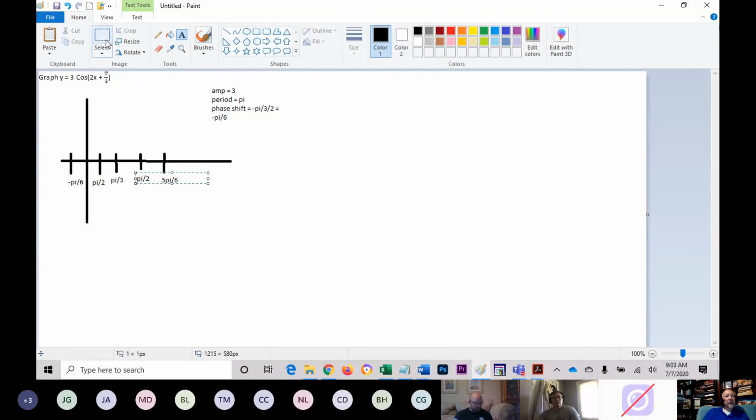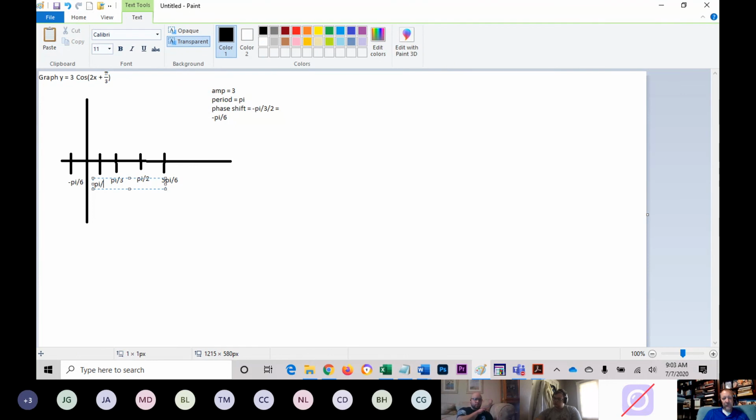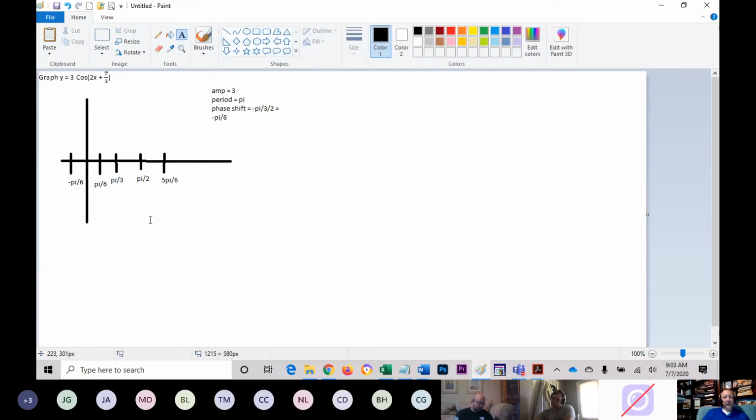So what's this value here? Pi thirds minus pi over 6. Yeah, that would be pi over 6. Okay, so this is pi over 6. Okay, so at this point, and then we're going up and down, how many? 3. So that's 3.